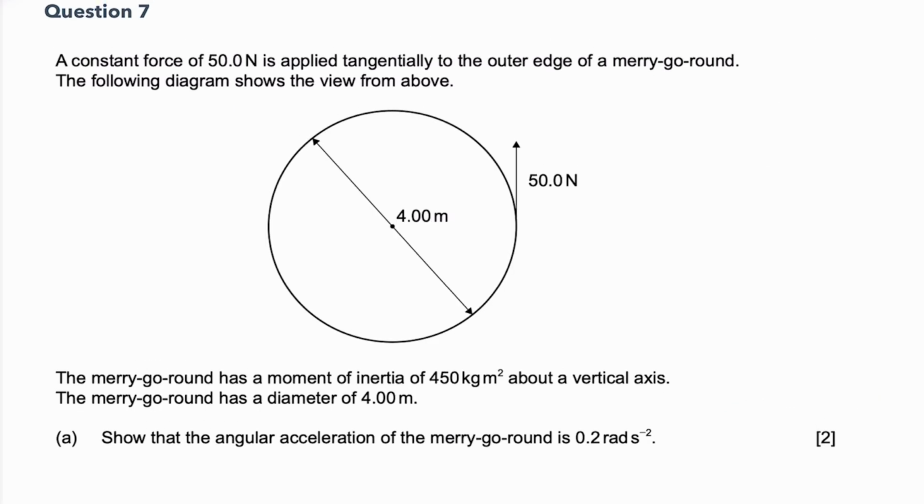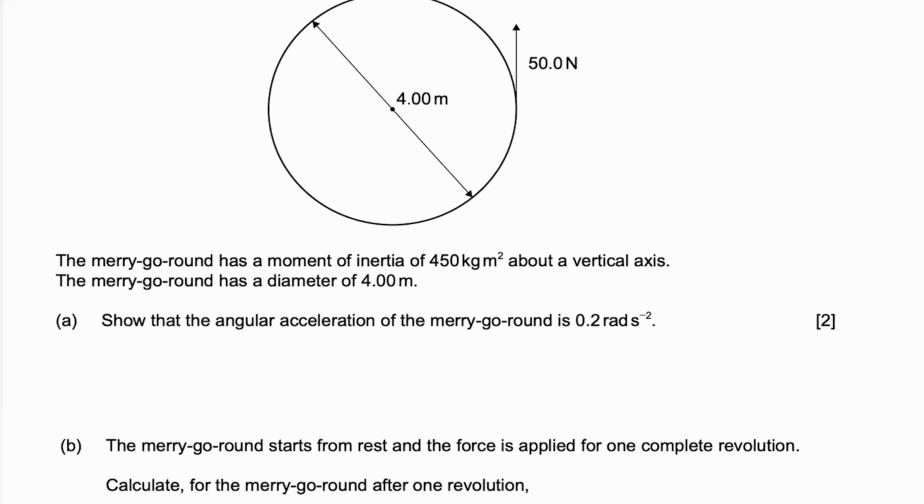Question 7. A constant force of 50 newtons is applied tangentially to the outer edge of a merry-go-round. The following diagram shows the view from above. The merry-go-round has a moment of inertia of 450 kilograms meters squared about a vertical axis. The merry-go-round has a diameter of 4 meters. Show that the angular acceleration of the merry-go-round is 0.2.